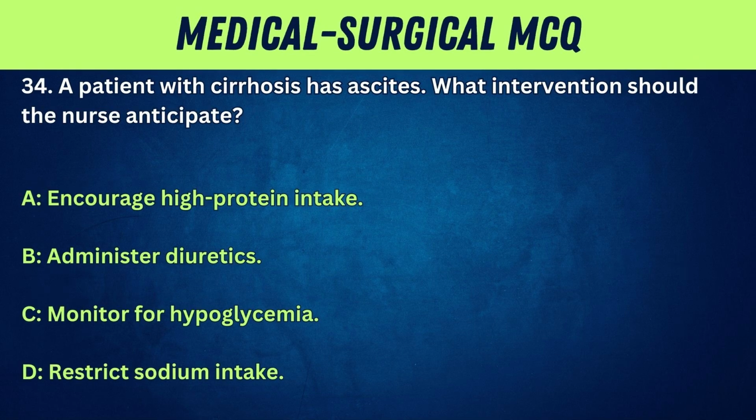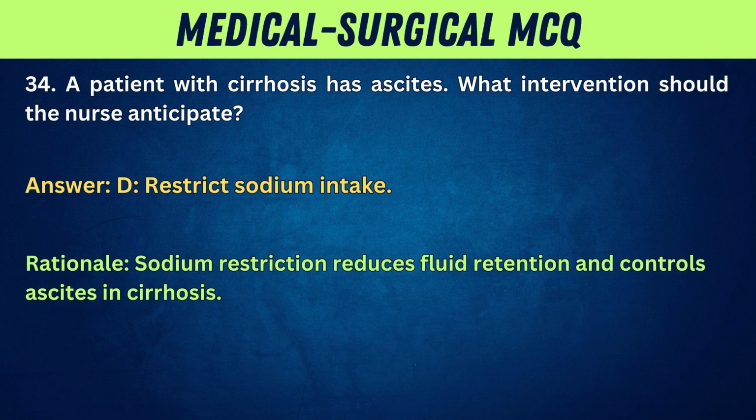34. A patient with cirrhosis has ascites. What intervention should the nurse anticipate? A. Encourage high protein intake. B. Administer diuretics. C. Monitor for hypoglycemia. D. Restrict sodium intake. Answer: D. Restrict sodium intake. Rationale: Sodium restriction reduces fluid retention and controls ascites in cirrhosis.